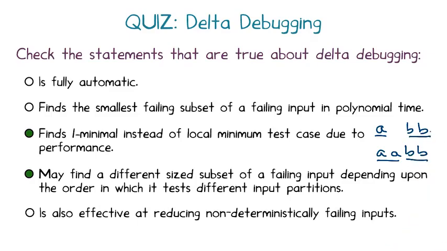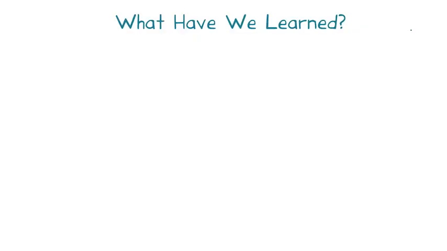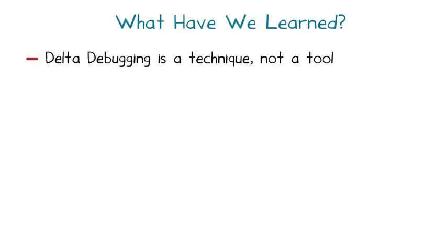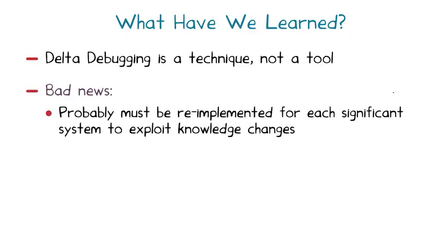Delta debugging is also effective at reducing non-deterministically failing inputs. This statement is false. The algorithm only functions correctly assuming that program failure is deterministic. Let's conclude by reviewing what we have learned about delta debugging in this lesson. First of all, delta debugging, like random testing, is a technique as opposed to a tool that can be used out of the box. A limitation of the technique is that it is not readily portable across programs.